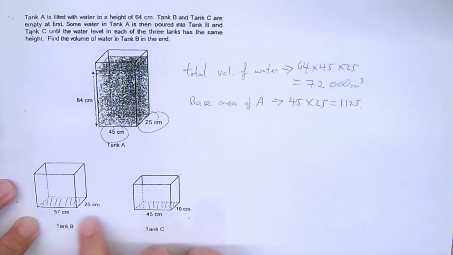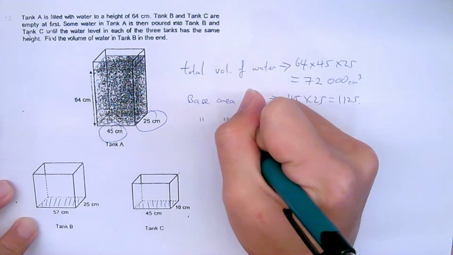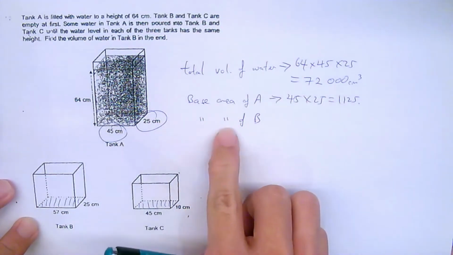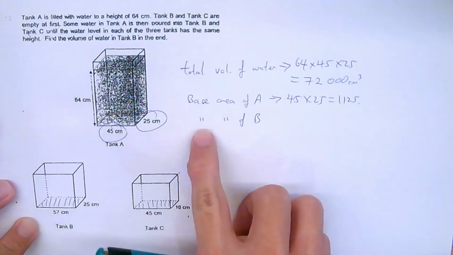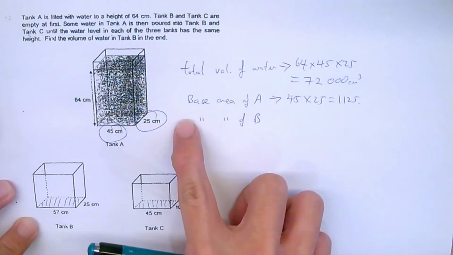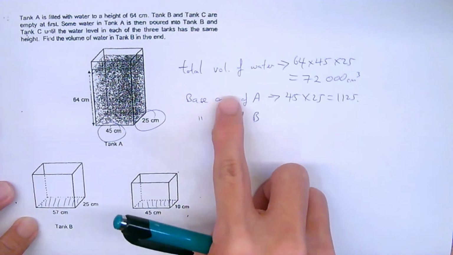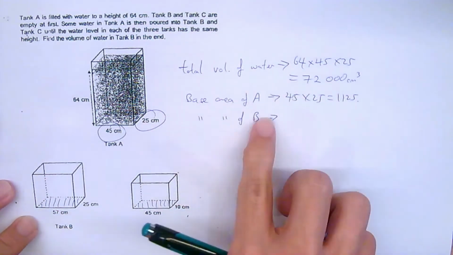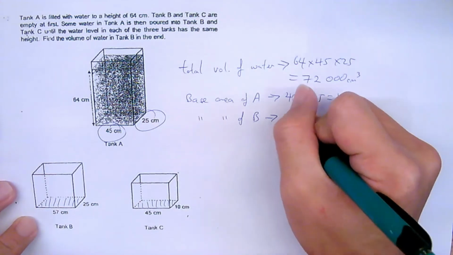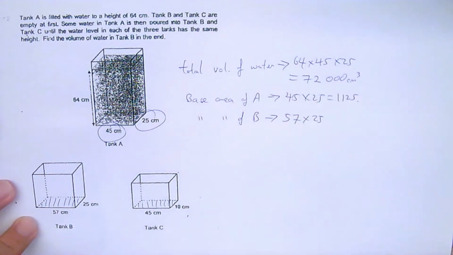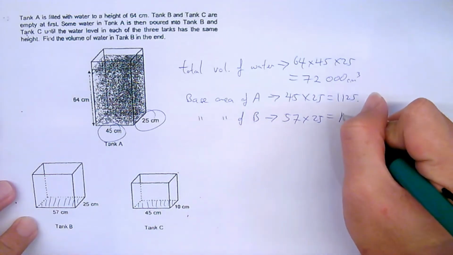Then I'm going to write base area of B and C. Base area of B, what does this mean? This means that this is exactly the same as what is above, because I want to save time. I'm going to write base area of A, base area of B, base area of C. So base area of B will be 57 multiplied by 25. Take 57 multiplied by 25, that will give us 1425.